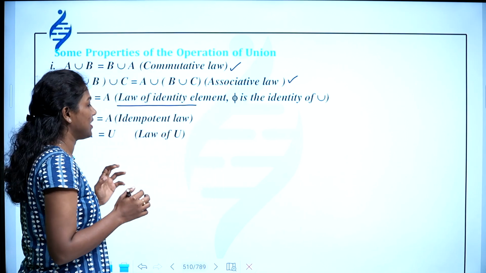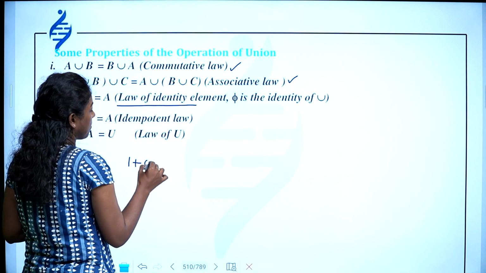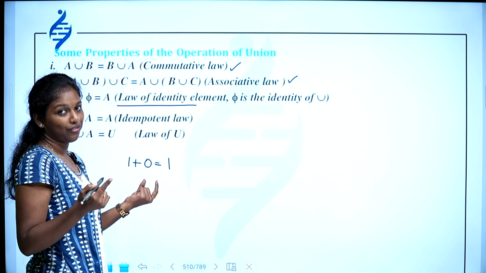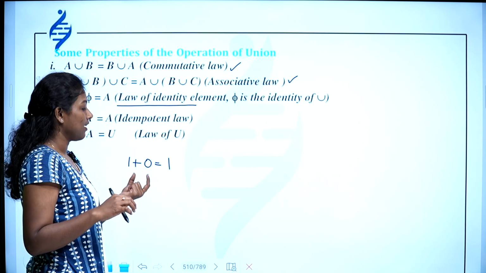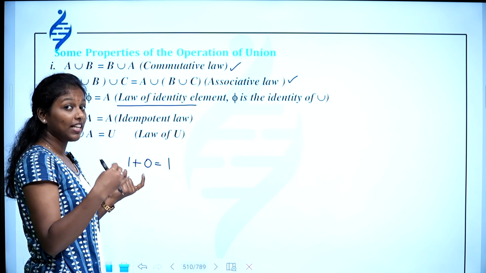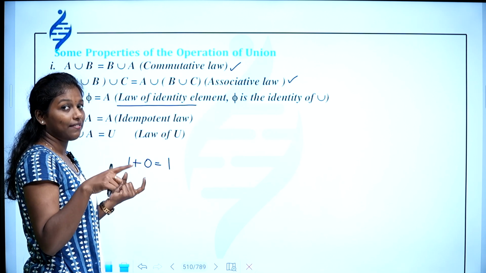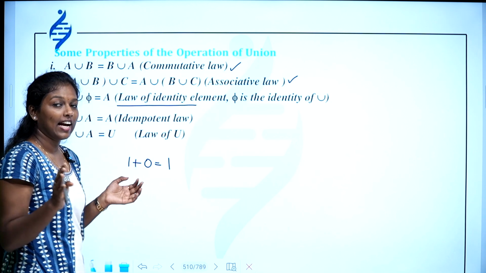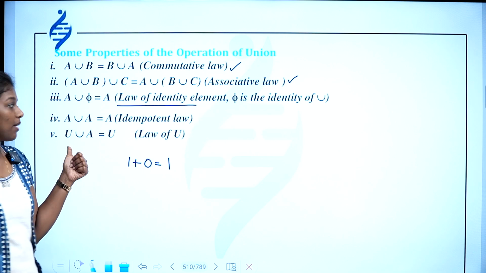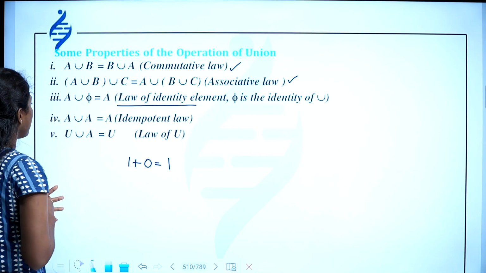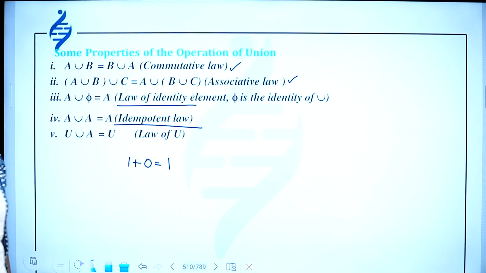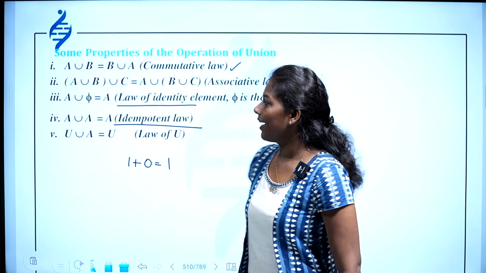What do you mean by identity? See, if I am adding 1 plus 0, I get 1. So 0 is the identity of addition, because while doing addition, if I add 0, I get the number itself. Similarly, if I take the union of phi with any set, I get the set itself. So here the identity element will be phi. Then A union A is A, and this law is called idempotent law.